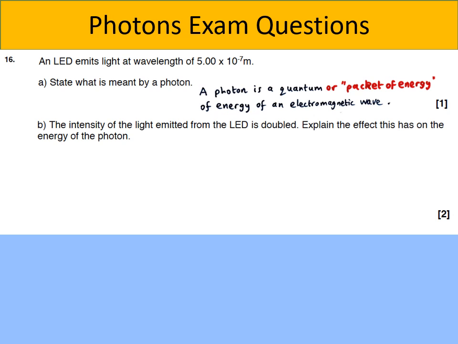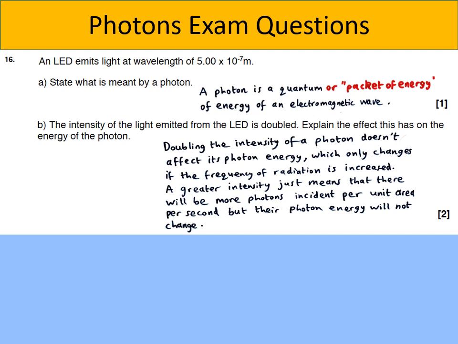Part B: the intensity of the light emitted from the LED is doubled. Explain the effect this has on the energy of the photon. When we look at the photoelectric effect, we'll look at this in a little bit more detail. But just to let you know, doubling the intensity doesn't affect the photon energy, which only changes if the frequency of radiation is increased.